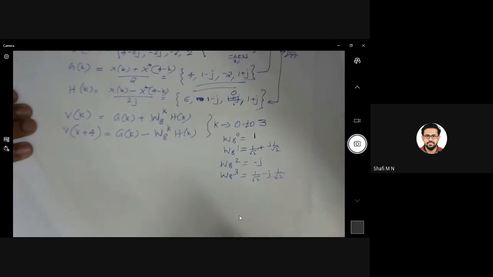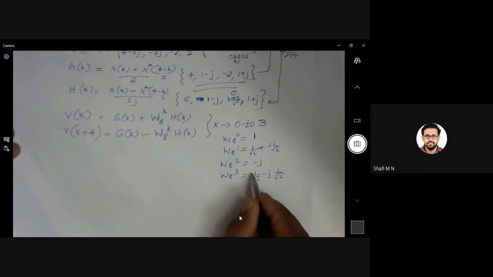Someone else please verify, it should be in your book. Sir, minus 1 by root 2. W83 is minus 1 by root 2.